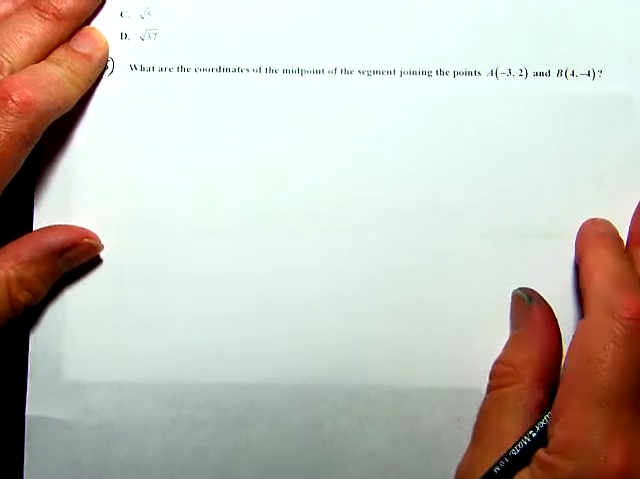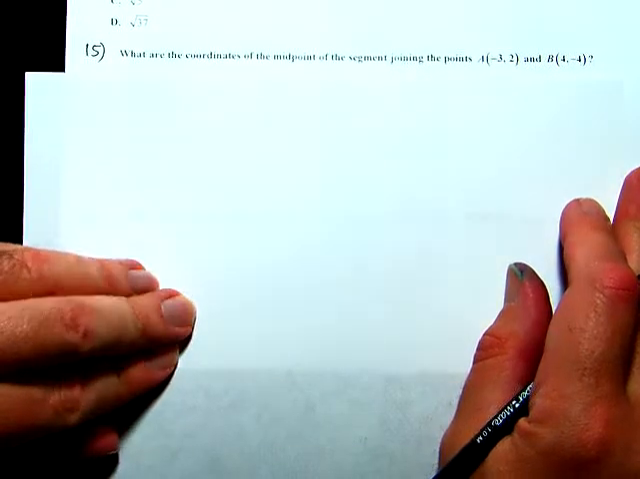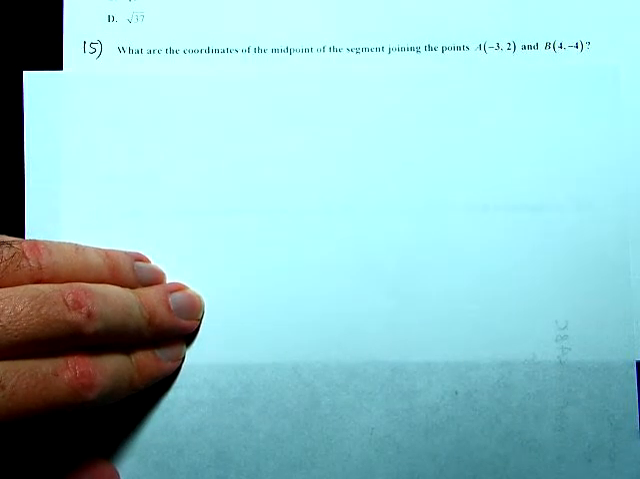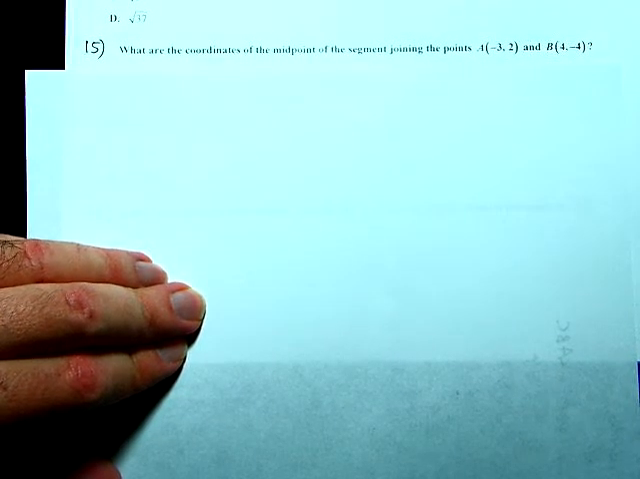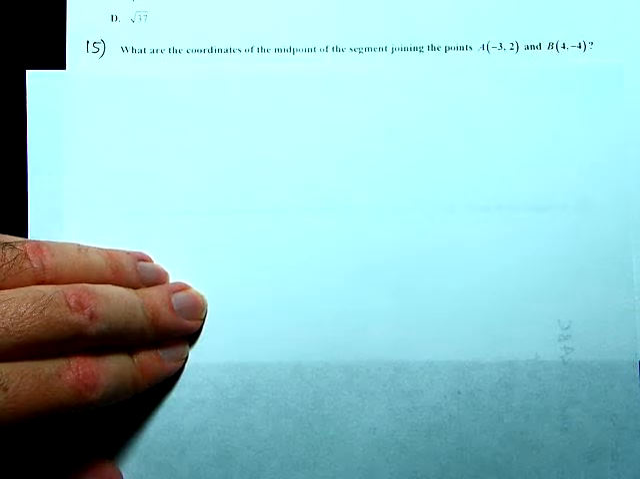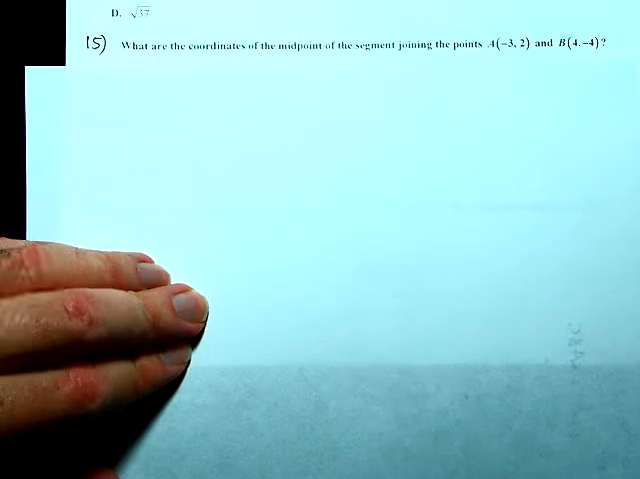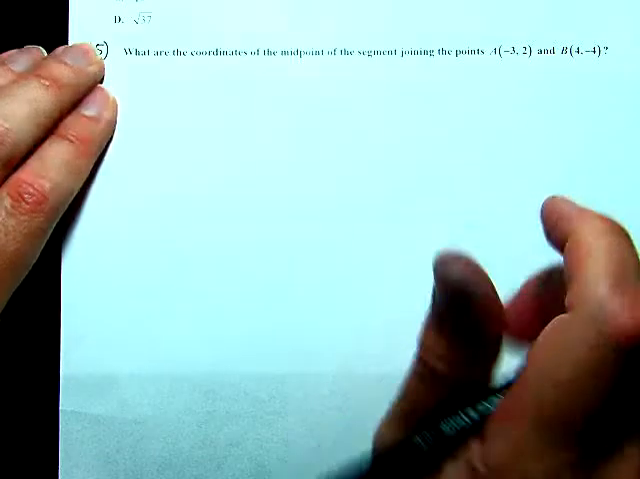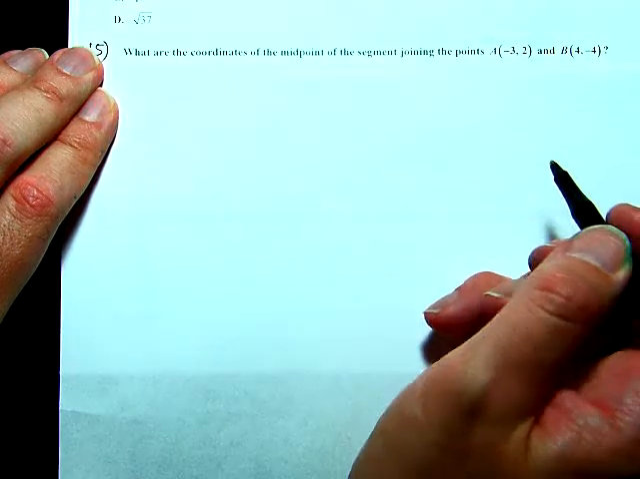So question number 15 is very similar to question 7. We're given coordinates of 2 points and we're asked for the coordinates of the midpoint of the segment joining them. So I'm going to do it in a very similar way. I'm going to sketch out the drawing, get a rough estimate of what the midpoint might be, and then go ahead and do it with the formula.